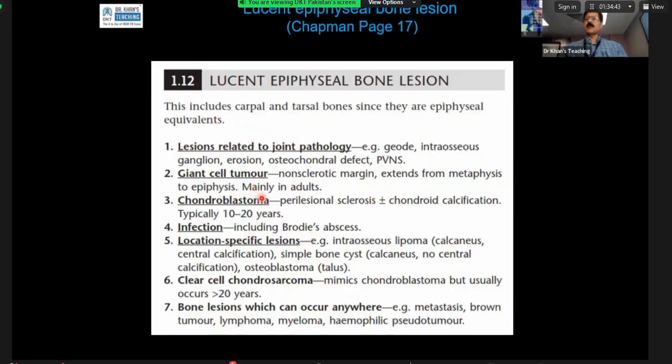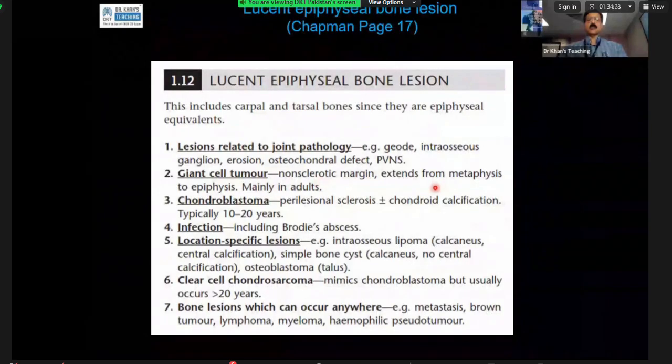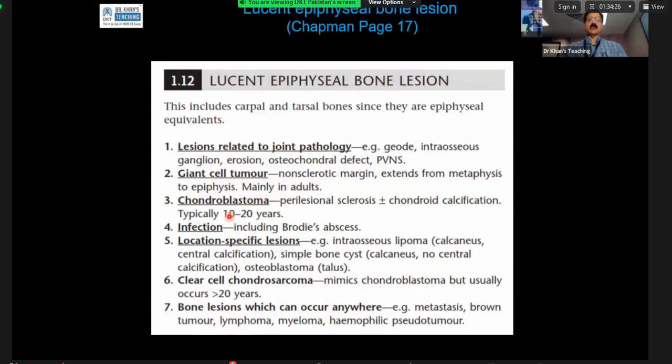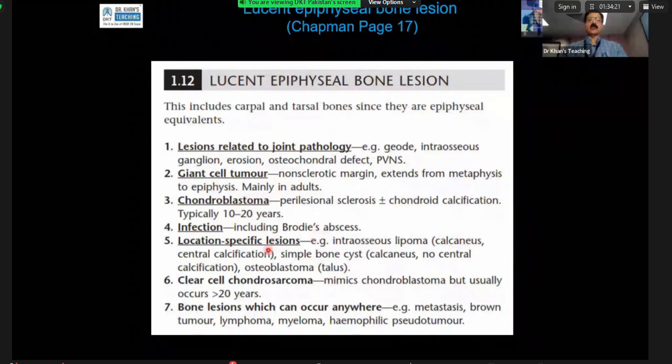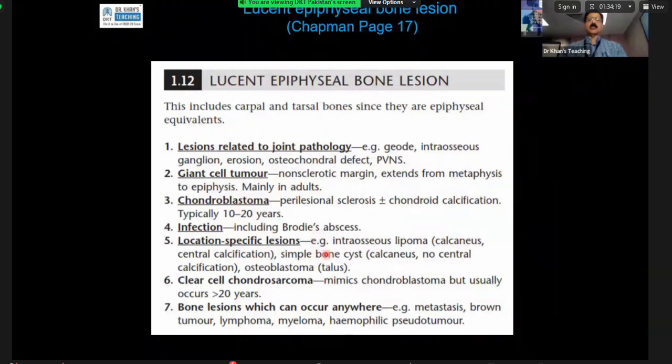Now, multiple myeloma, by the way, you should not say in a 45-year-old. Now, this is a lucent epiphyseal bone lesion, and there are lesions which are related to the joint. Giant cell tumor is there, which has a non-sclerotic margin and extends to the metaphysis. Chondroblastoma is mainly in the young age group. Infection, of course, we have to keep that. Then there are location-specific lesions, such as in the talus and calcaneum. Chondrosarcoma, no. And then come these lesions, which can occur anywhere.